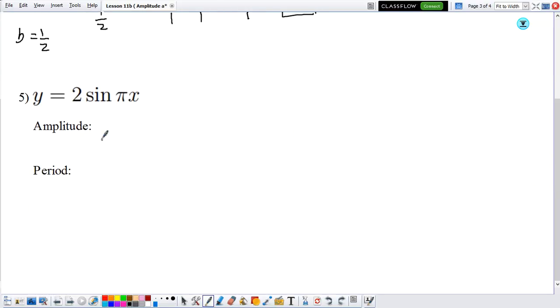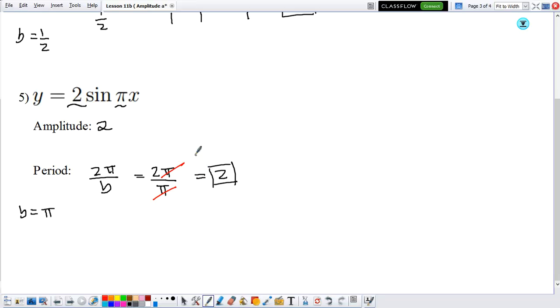Let's look at the last example here. Amplitude is always positive, which is the number in front, which in this case is just 2. Straightforward. For the period, we need to find out what b is, which in this case is pi. Remember that the period for the function is 2 pi over b. We found out that b is equal to pi, so now we have 2 pi over pi. Notice that here, the pi's will cancel out. So at the end, we just have 2.